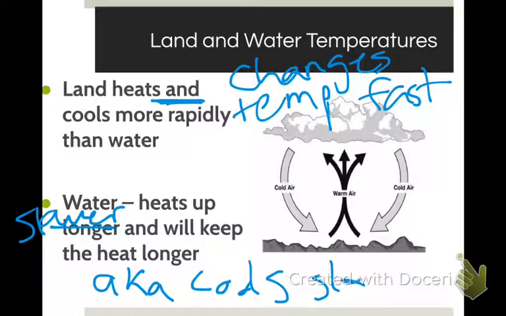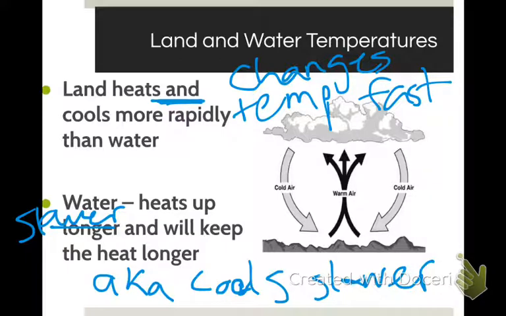I know my handwriting looks awful, but it cools slower. So it heats slower and it cools slower. So it changes temperatures slowly is another way that you could write that. Now the reason land heats very quickly and cools quickly and water heats slower and takes longer to cool all has to do with something called specific heat, and that is something that you will learn more about when you get into chemistry. But that's the reason behind it.